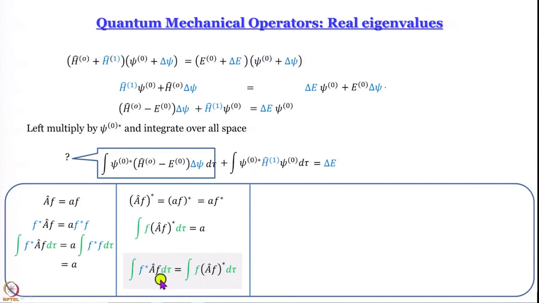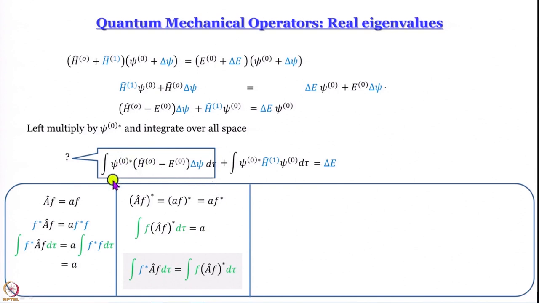Integral f star a hat f d tau is equal to integral f multiplied by a hat f star d tau. So, what we are trying to do is interchange the bases. Here at least we have been able to interchange this complex conjugate and a function by itself. Okay? Left multiplication here is by complex conjugate, left multiplication here is by the actual function. But our job is not done, because here the two functions are different.